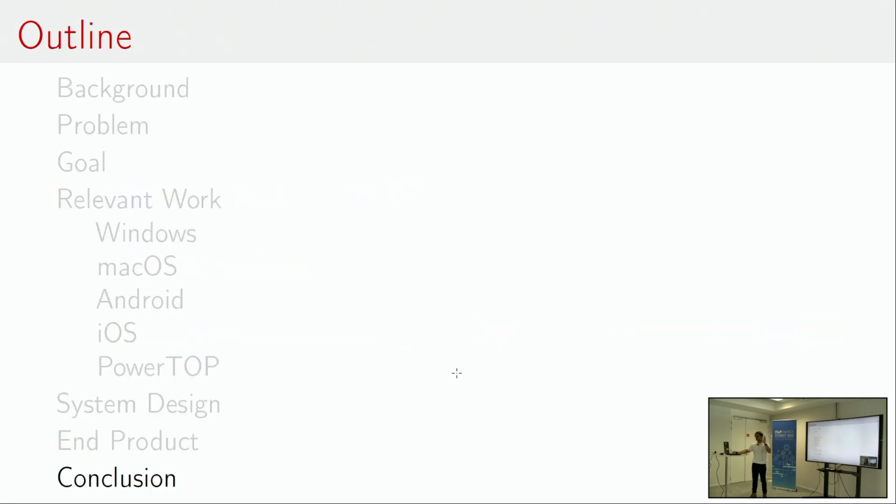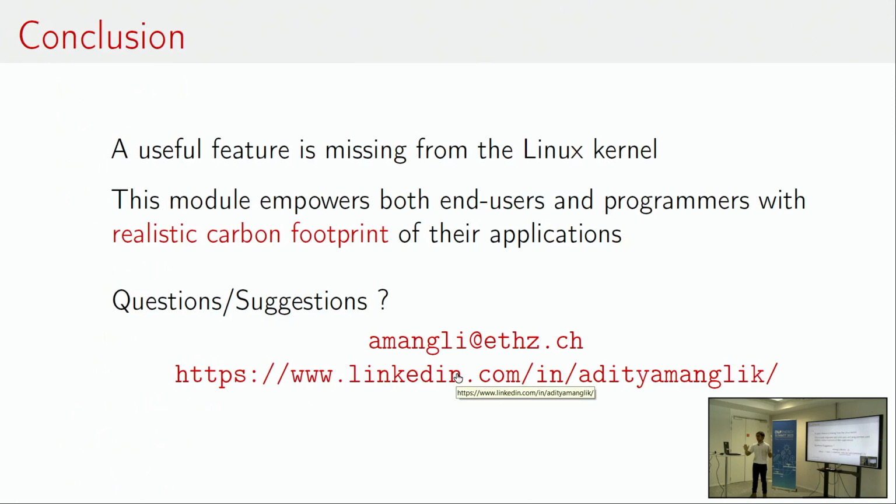Right. That was the product. And now we would like to conclude. I believe a very, very useful feature is missing from the Linux kernel. Our friends, other kernels, have already included this information. They're already working on it. They're optimizing it. But we don't have it. And we need to get it.